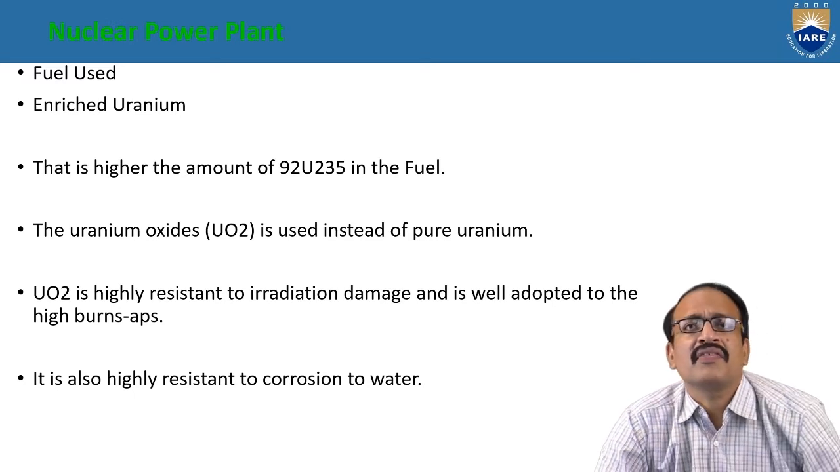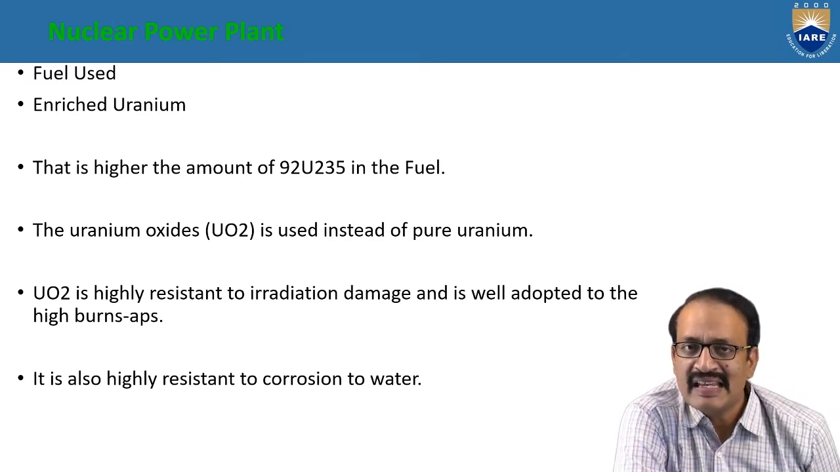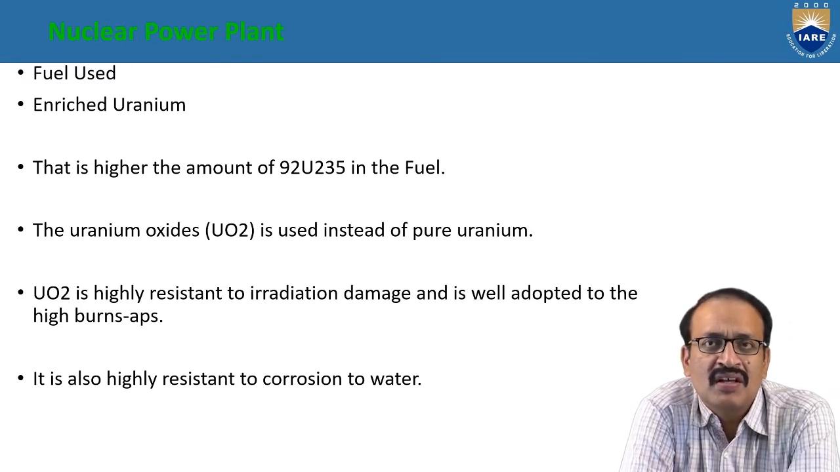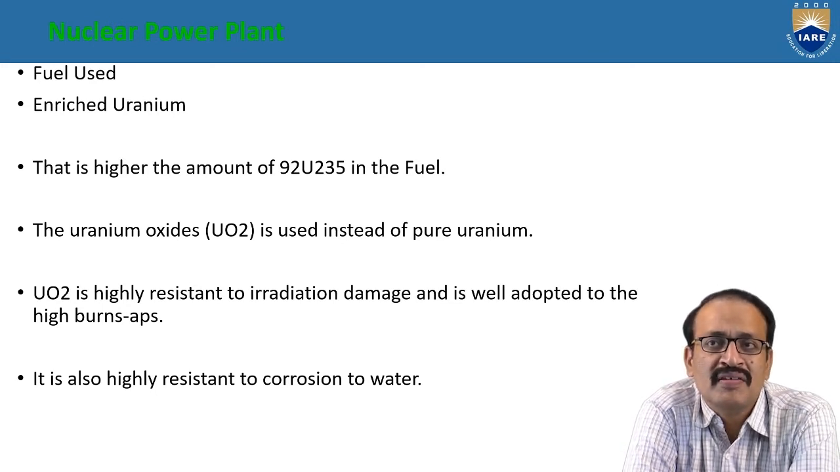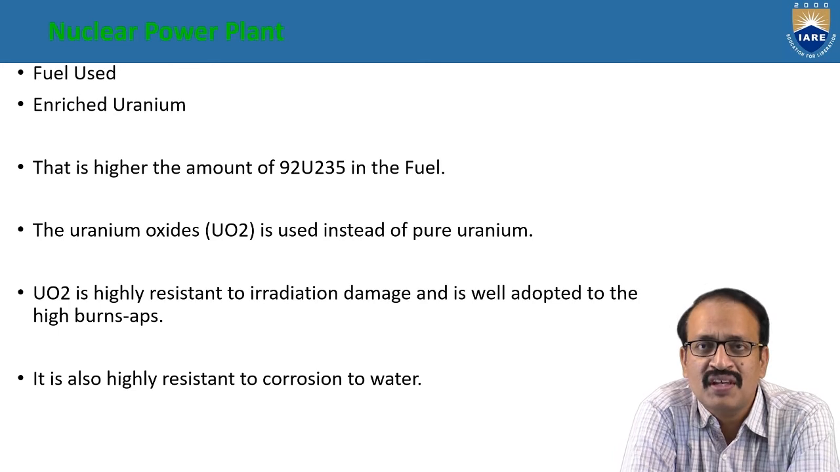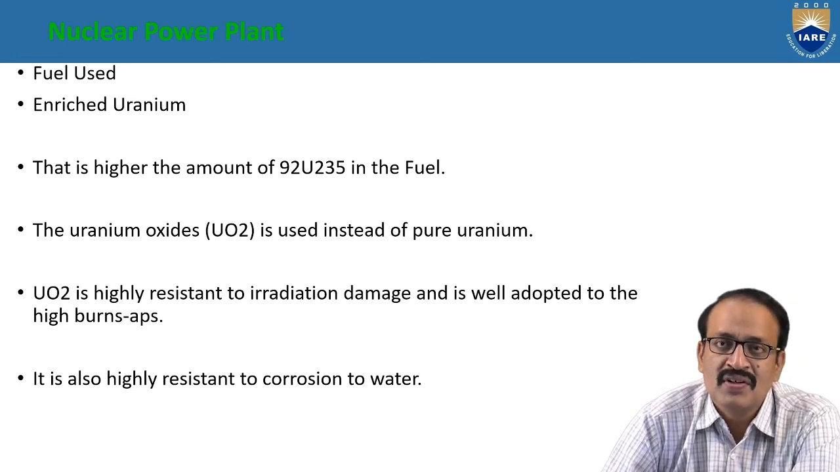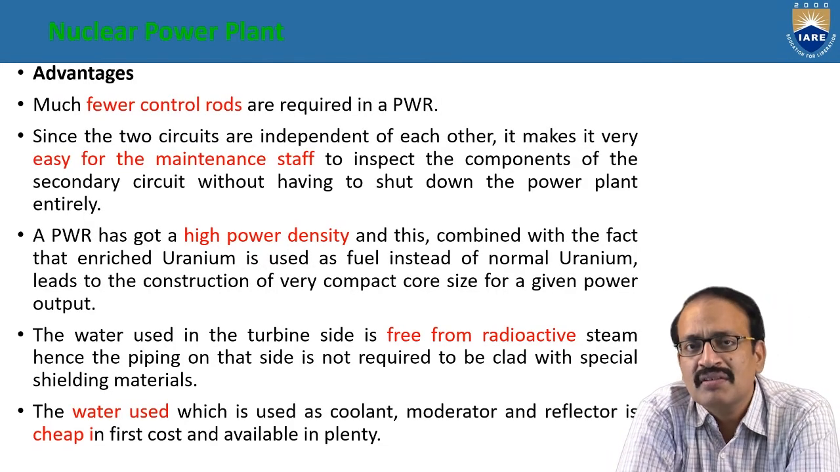Here the fuel used is enriched uranium. Since we are using enriched uranium, which is higher than natural 92U-235, we are using uranium oxide, UO2. Here it has more efficiency. This UO2 is highly resistant to irradiation damage and well adapted to high burn-ups. It is also highly resistant to corrosion by the water. That's why we are using enriched uranium here.